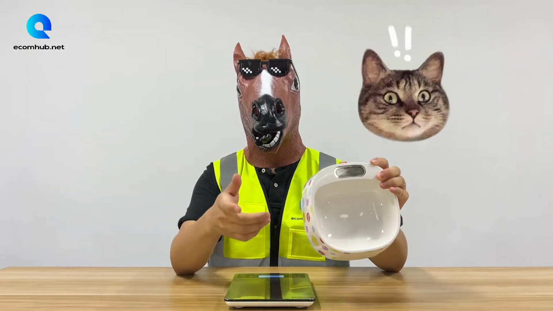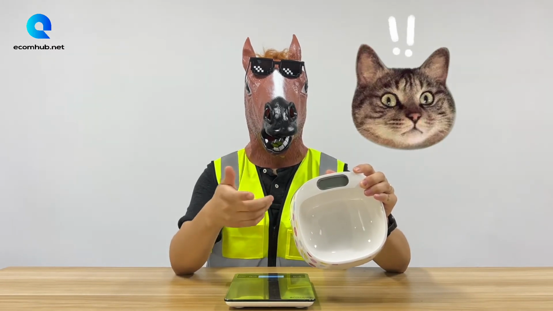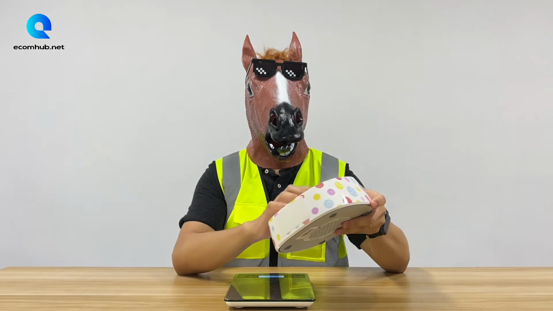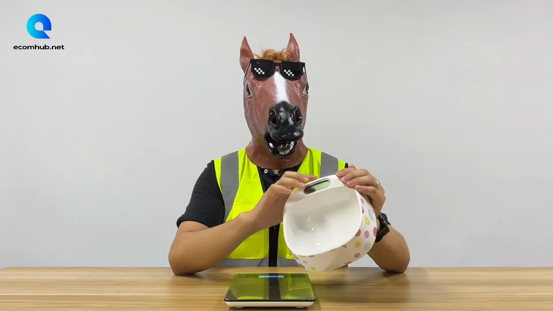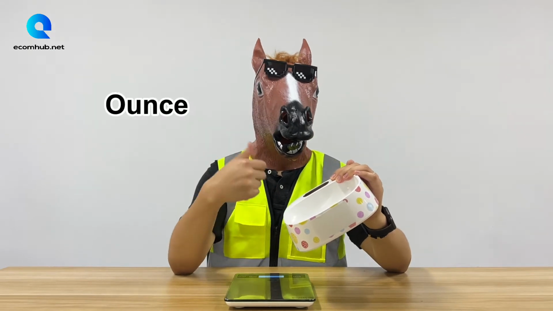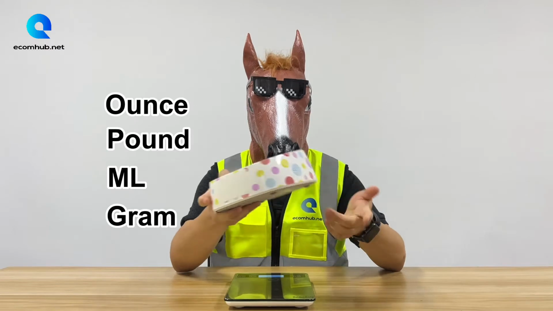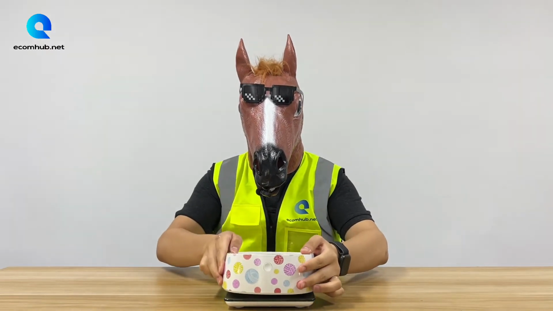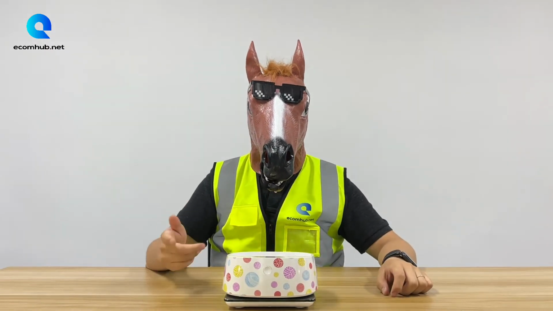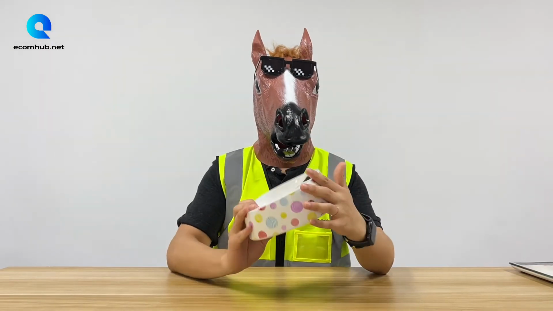So if your pets need to diet, or you need to control their weight, or control the weight of each time the food they eat, this function is really good. So you have the measure you need with 4 types: ounce, pound, and also milliliters and grams. Let me see how much the weight of this product is. It's around 430 grams. And now I will show you how to use it.